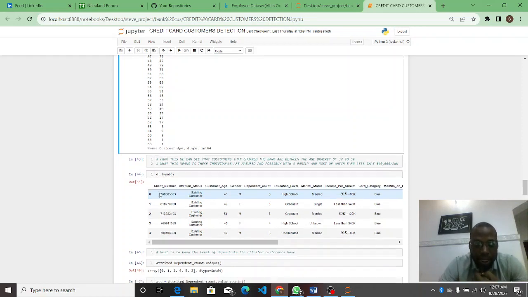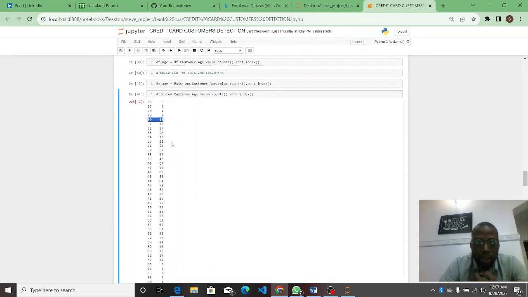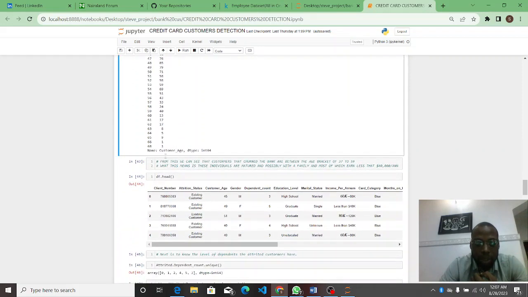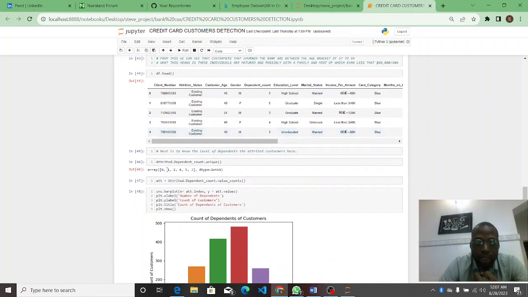So that is exactly what we'll do. We are concerned about our treated customers, so most of our analysis will be done for them. Initially I checked the count of the unique dependents for our treated customers, and I saw that we have a list between 0 to 5. It's either they have no dependent or they have up to 5 dependents.